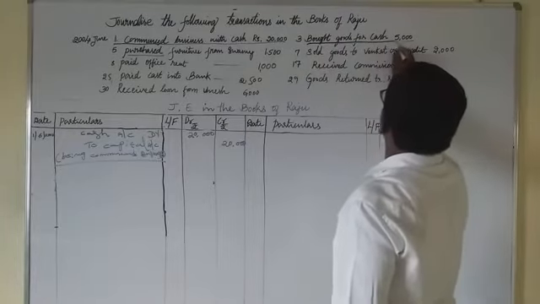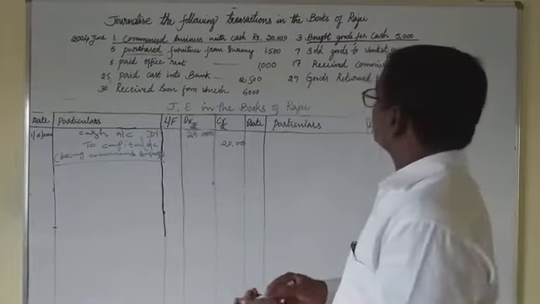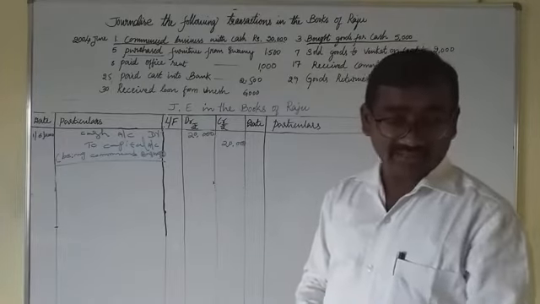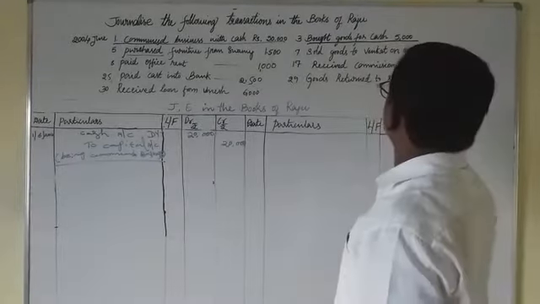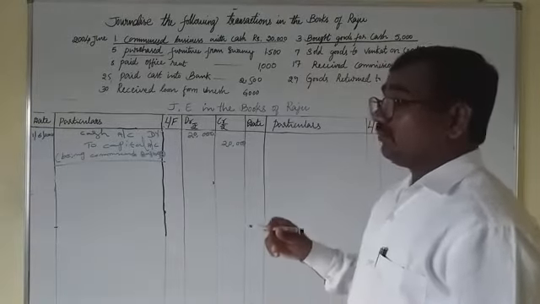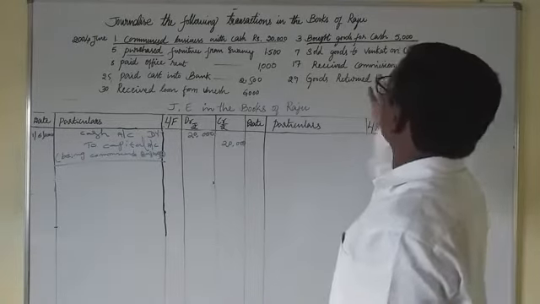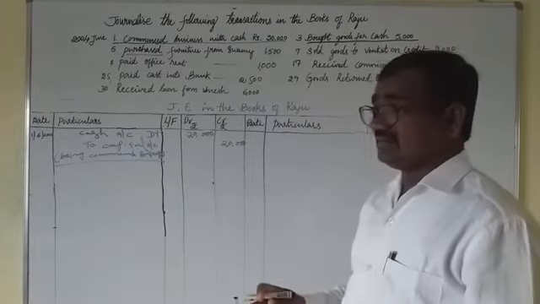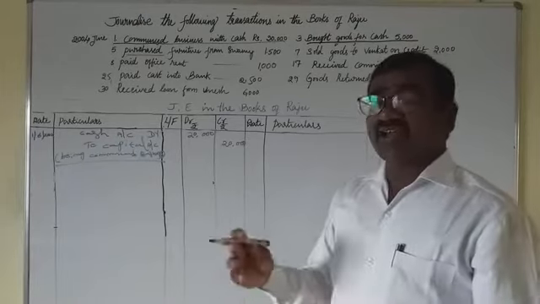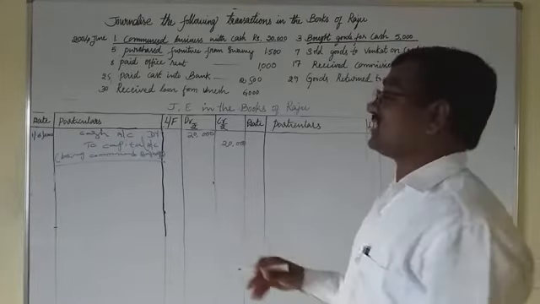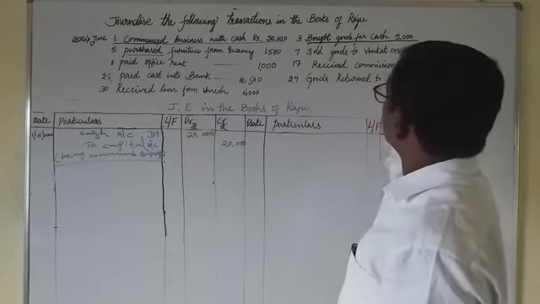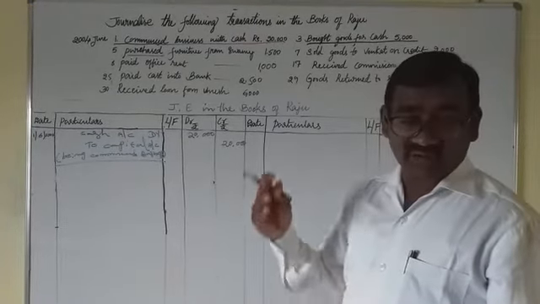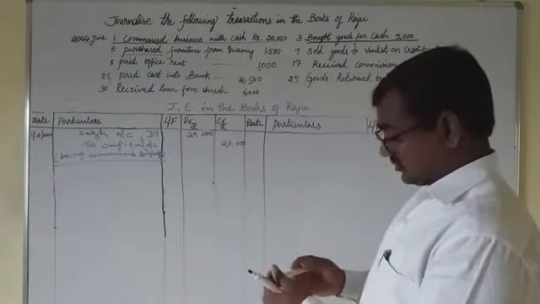Bought goods for cash rupees 5,000. We are buying some goods in this transaction worth rupees 5,000. So, nominal account rules: debit all expenses and losses. Bought goods for cash worth rupees 5,000. So, purchase account debtor to cash account.